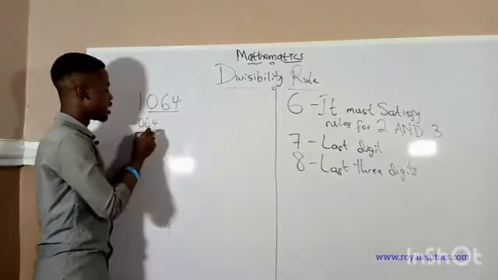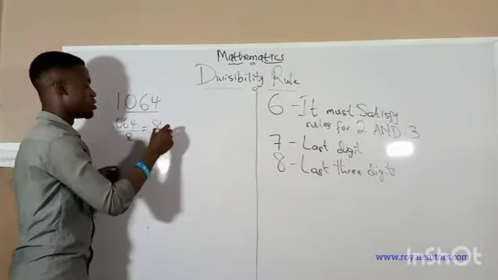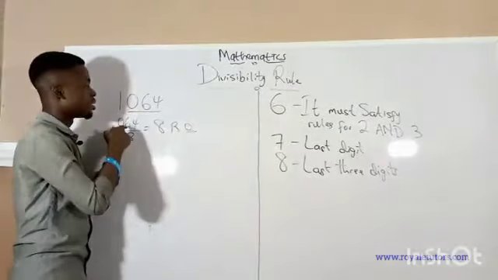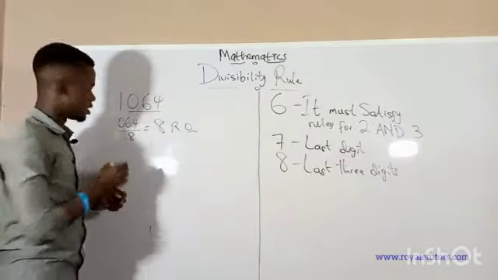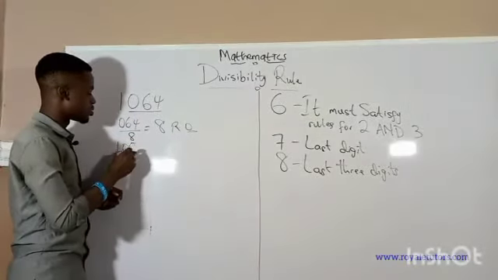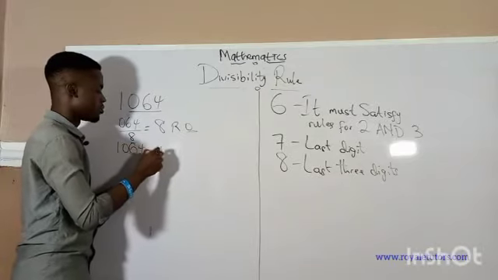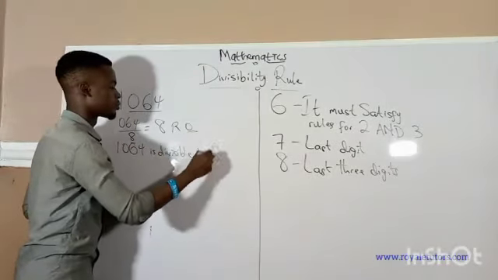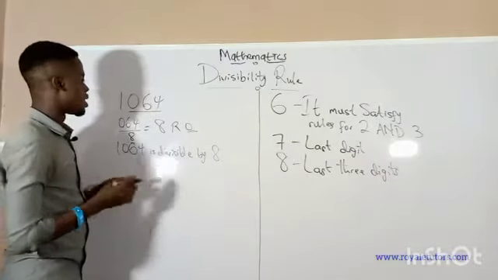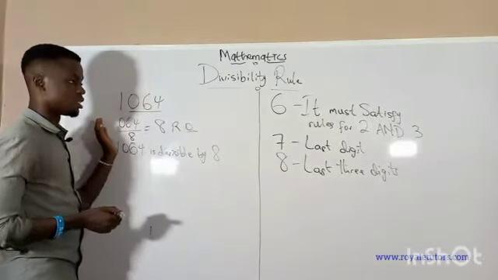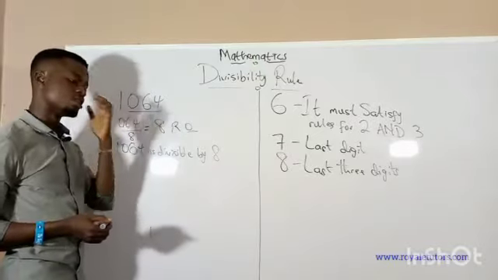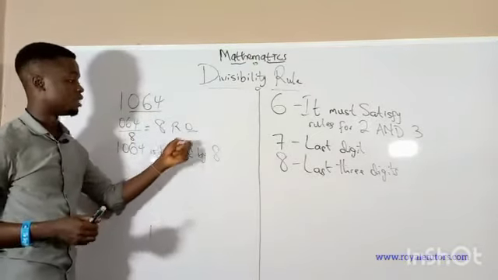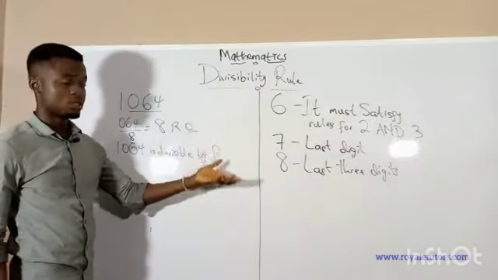Let us check. If you divide it by 8, you are going to be having 8 remainder 0, which means that 064 is divisible by 8. Therefore, 1064 is divisible by 8. So that's why it has to be a 4-digit number before you can check for it. If it is a 3-digit number, you can always complete its division, and if it leaves a remainder of 0, that means it is divisible by 8.